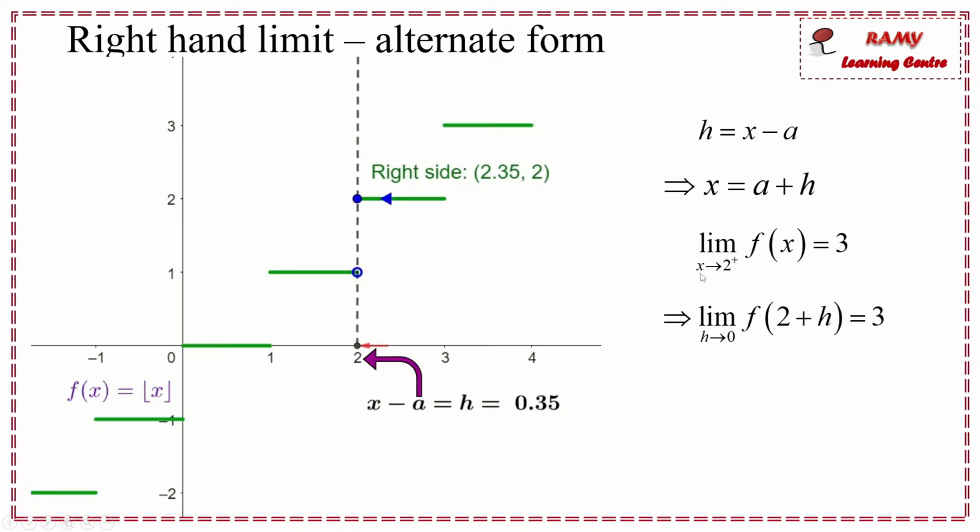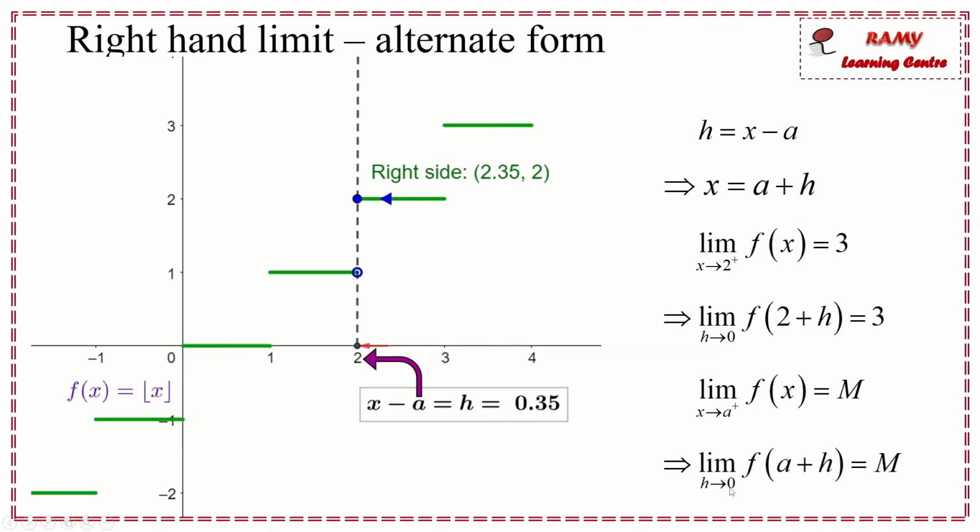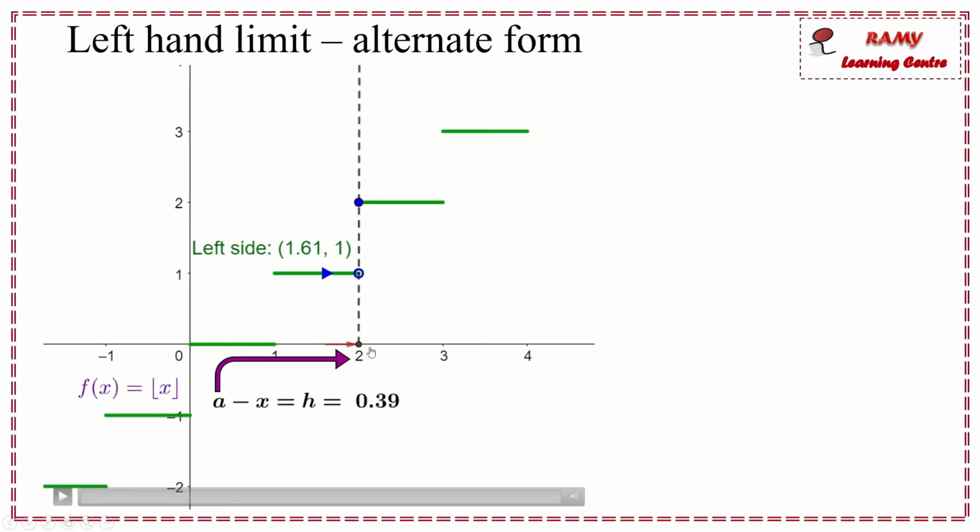Now, we know that as x tends to 2 plus, h tends to 0. And when we write x in terms of h, we know that x is equal to 2 plus h. Therefore, instead of writing limit x tends to 2 plus of f of x is equal to 3, we have written limit h tends to 0 of f of 2 plus h is equal to 3. This is the alternate form. Now, if we take the general value a, so limit x tends to a plus of f of x is equal to m can be written as limit h tends to 0 of f of a plus h is equal to m.